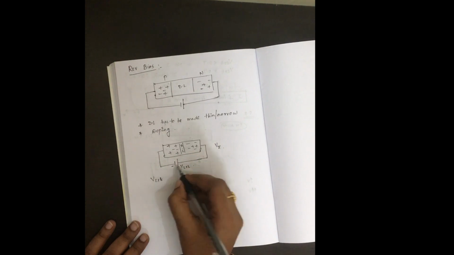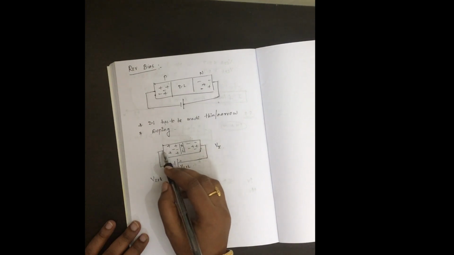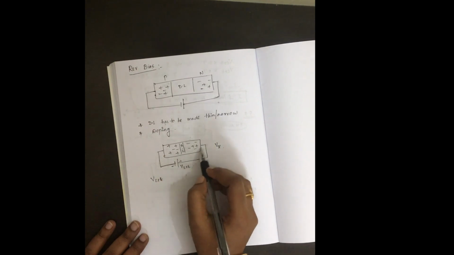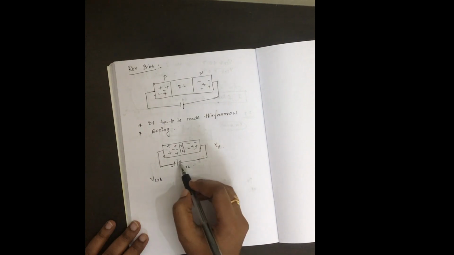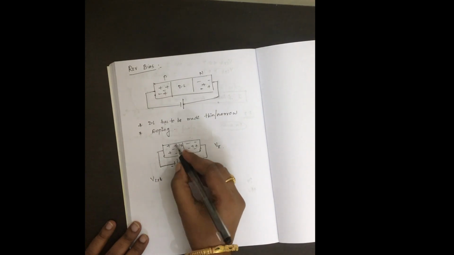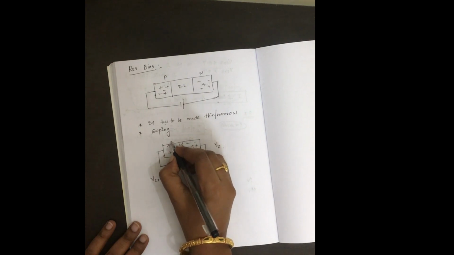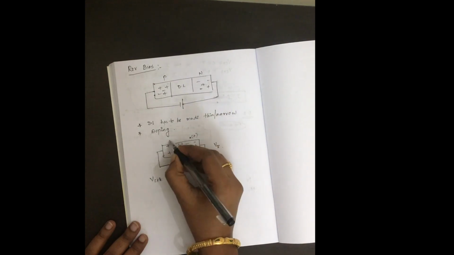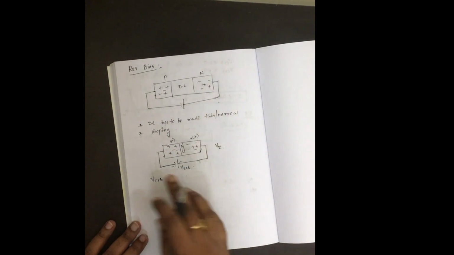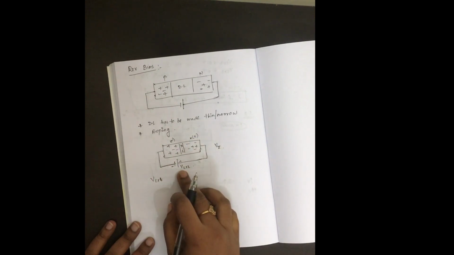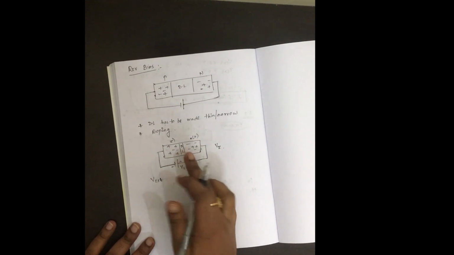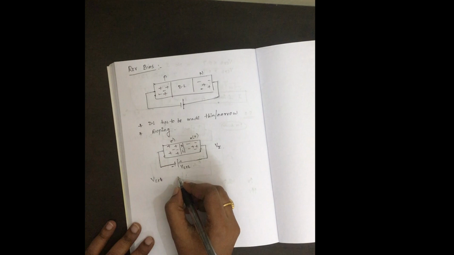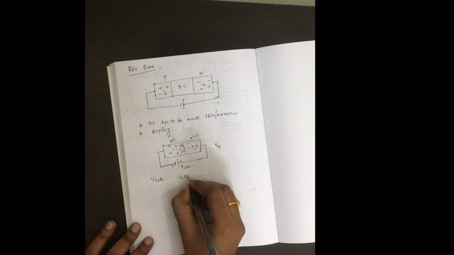So what happens is that the positive holes will move towards the negative of the battery, and the electrons, which are negative, will move towards the positive of the battery. So only leftover minority charge carriers will be present here, which are holes, and here it is electrons. When external voltage is applied, these minority charge carriers will try to move and a small amount of current will flow, that is known as leakage current.